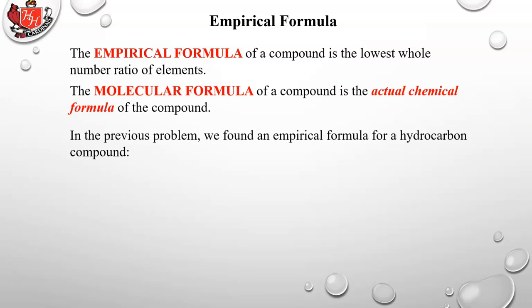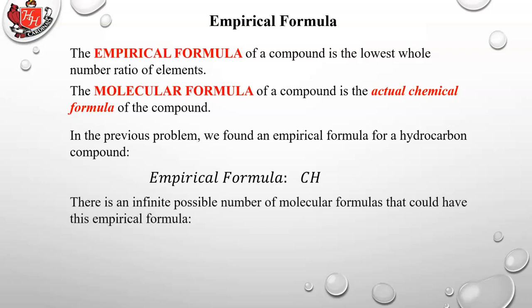So in the previous problem, we found an empirical formula for a hydrocarbon compound, CH. But there's an infinite number of possible molecular formulas that could have that empirical formula. In other words, anything that reduces down to 1 carbon for every 1 hydrogen is a possibility. So it could be CH, it could be C2H2, it could be C3H3, C4H4, C5H5, and so on. So there's an infinite number of possibilities. So what we need to do is find out which one is actually the molecular formula.